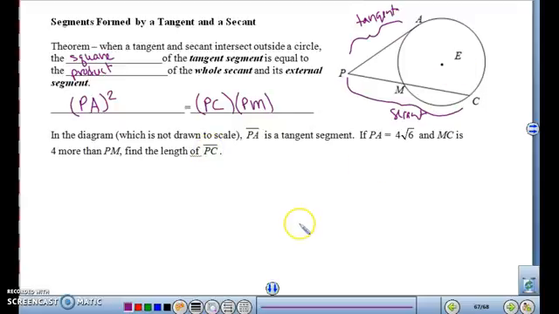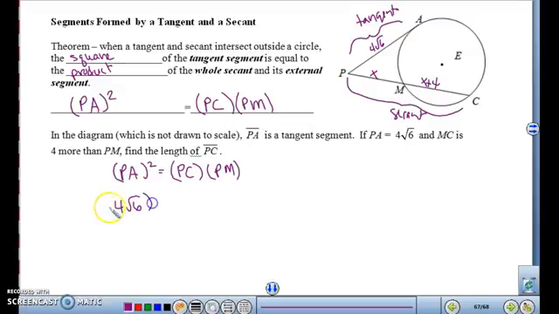In the diagram, which we have here, okay, PA is a tangent segment. PA is 4 times the square root of 6. And MC is 4 more than PM. So PM is x, and MC is 4 more than that, so that will be x plus 4. Okay, so the formula is the tangent squared, which would be PA squared, is equal to the secant, PC, times its external part. All right, so PA is 4 radical 6 squared is equal to PC. Now PC, remember, is the whole secant. So what would be the length of the whole secant? It would be x plus x plus 4, so that would be 2x plus 4, times PM. The external part of the segment would be x, right there.